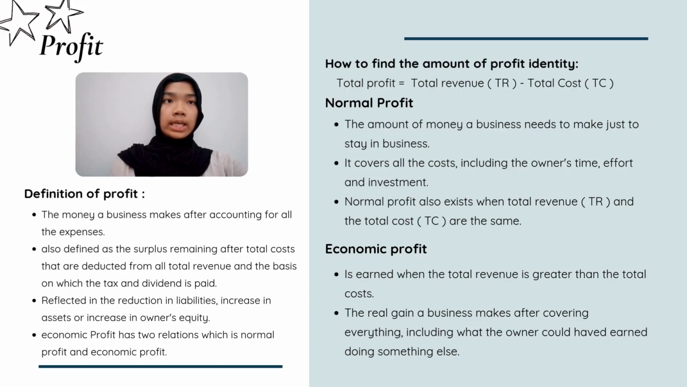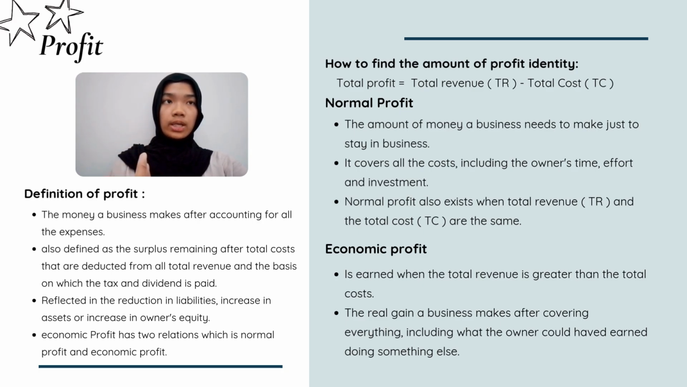Profit is the money a business makes after accounting for all the expenses. Profit is also defined as the surplus remaining after total costs are deducted from total revenue, and the basis on which tax and dividends are paid. Other than that, profit is also reflected in the reduction in liabilities, increase in assets, or increase in owner's equity. Moreover, profit has two relations, which are normal profit and economic profit.